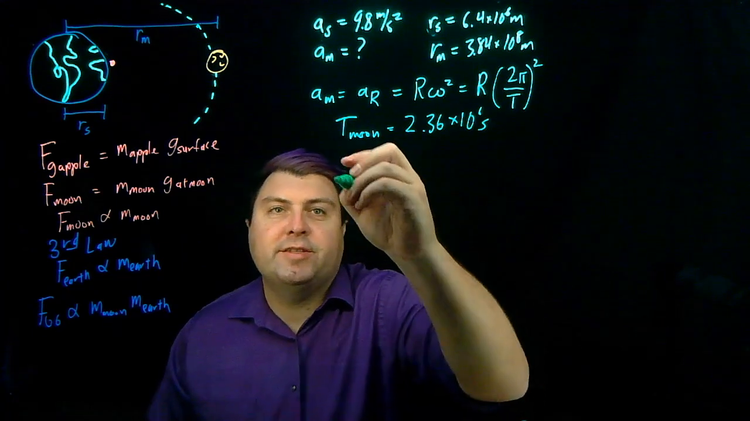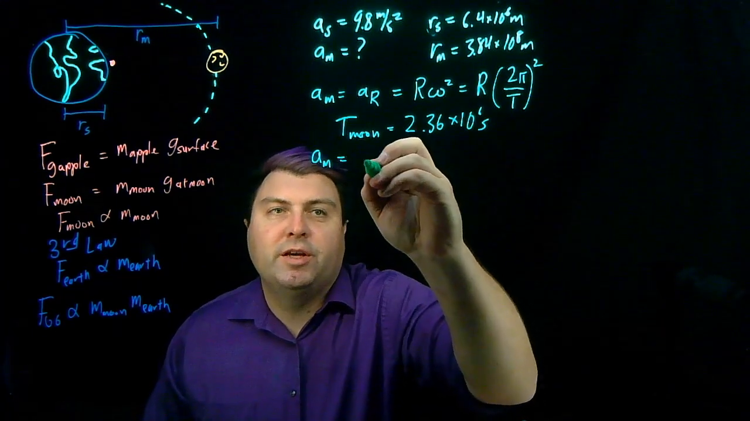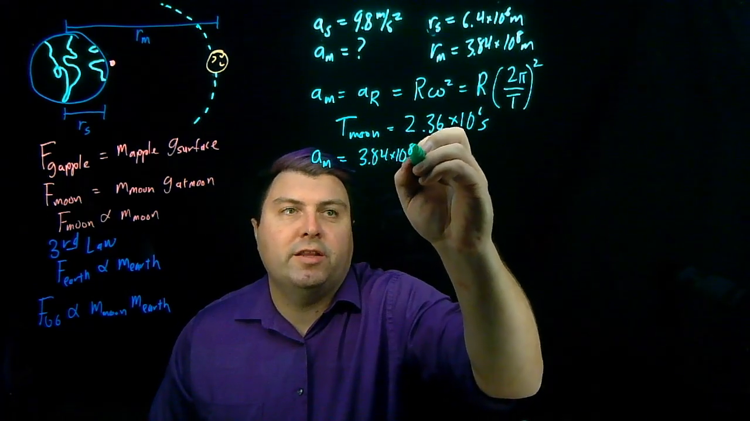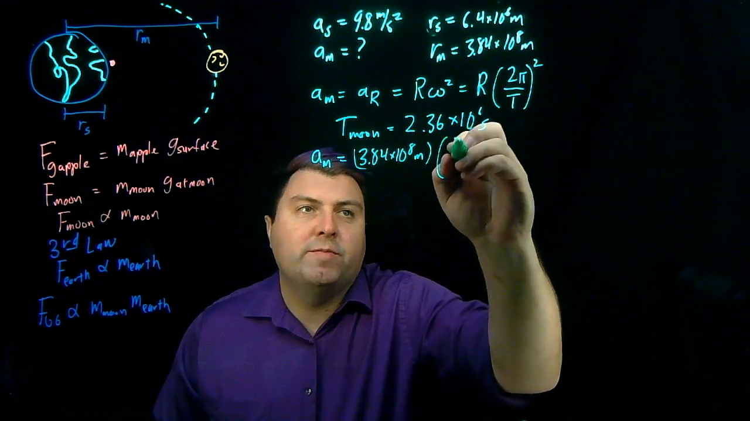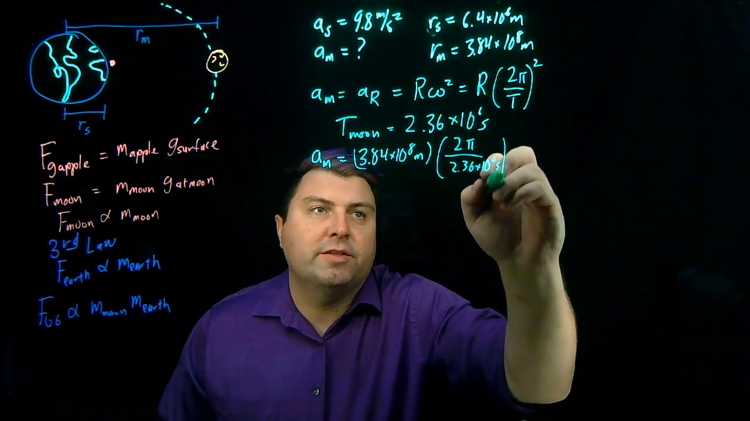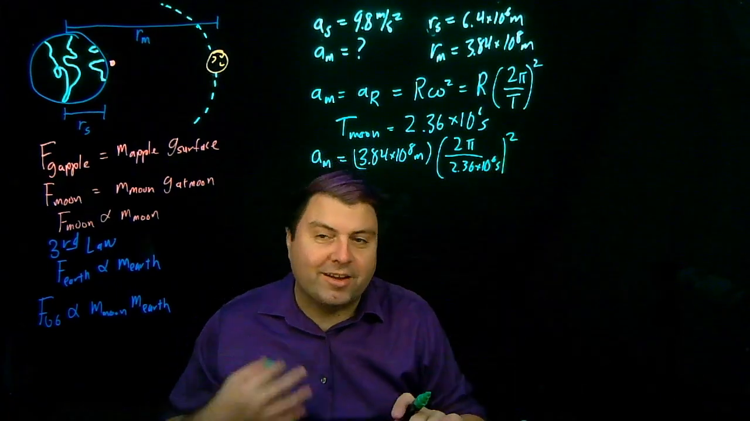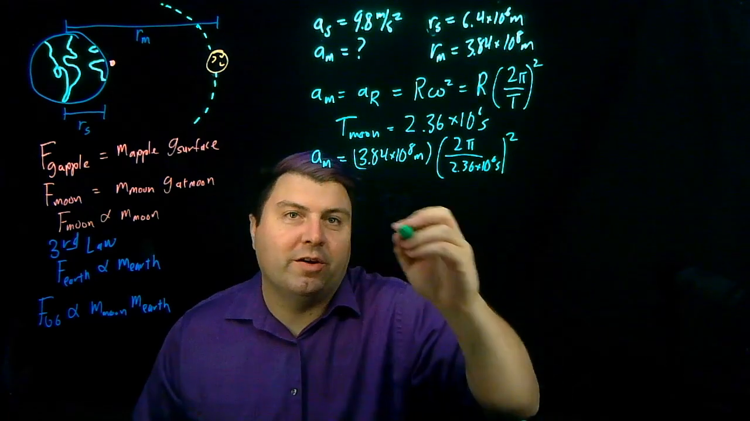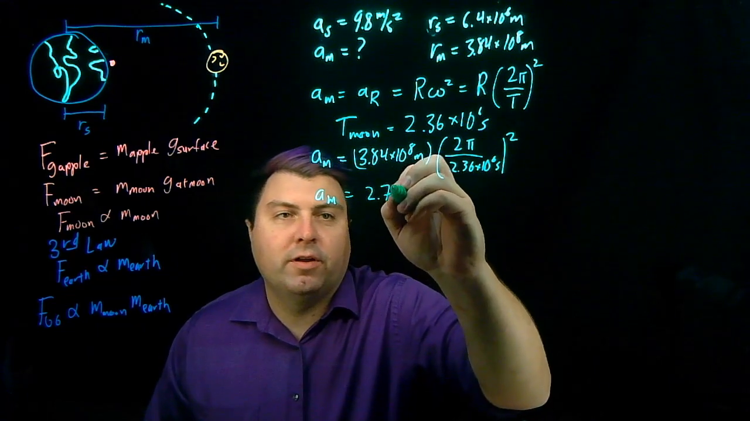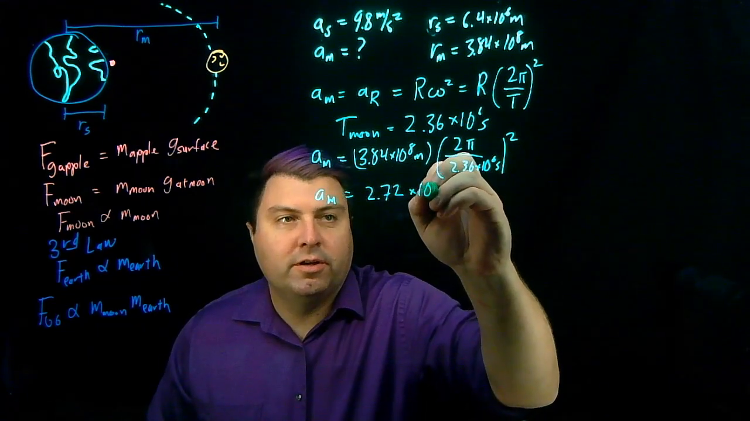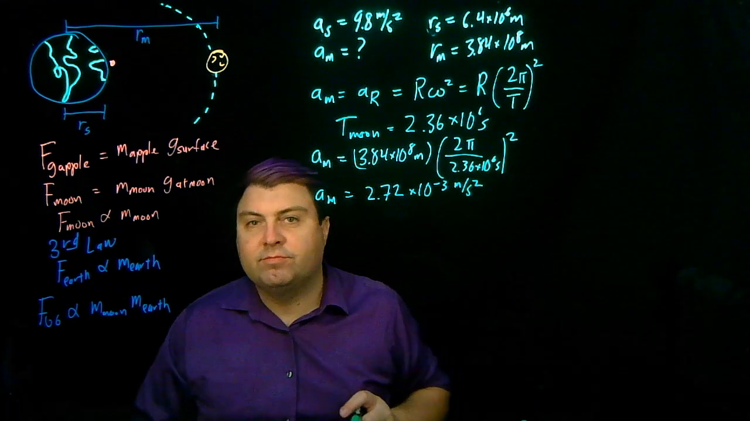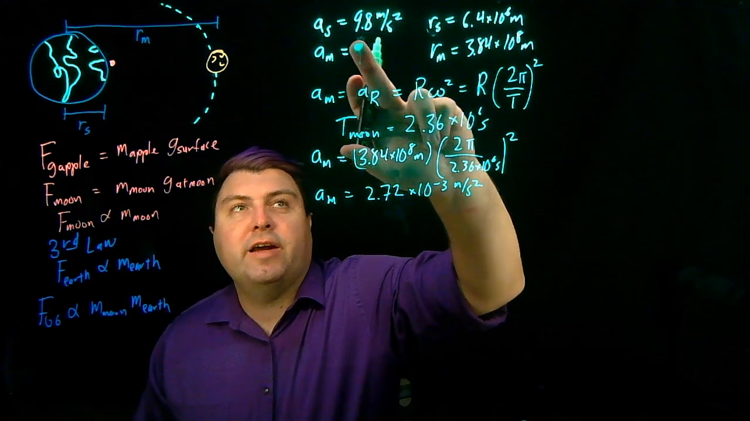So if we plug this in, our acceleration of our moon is going to be the radius from the Earth to the moon, 3.84 times 10 to the 8th meters, times 2 pi over 2.36 times 10 to the 6th seconds, quantity squared. And I'll spare you the calculation, but you can put it into your calculators as you want. And you should get 2.72 times 10 to the negative 3 meters per second squared. So we can kind of fill that in here now if we want.